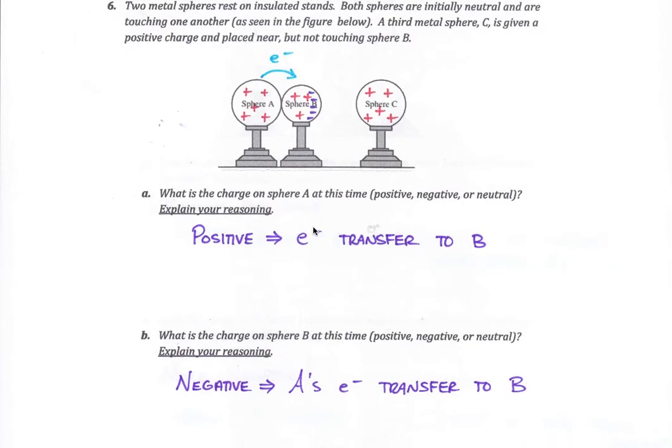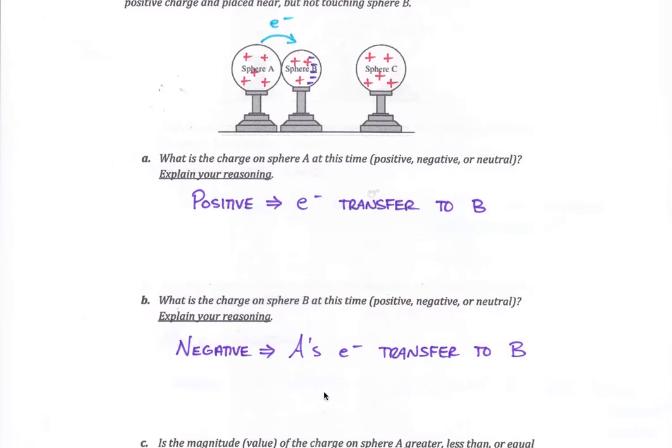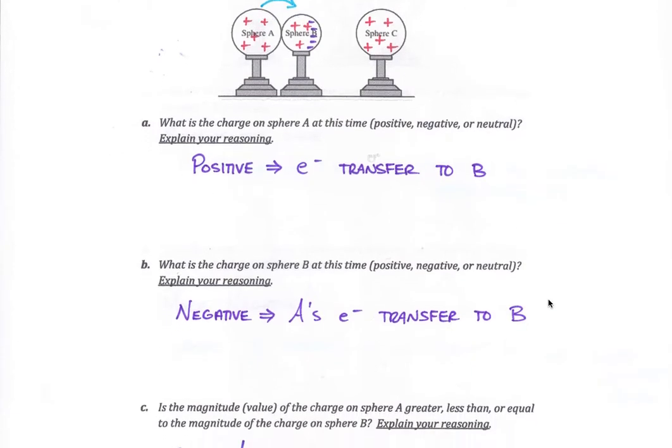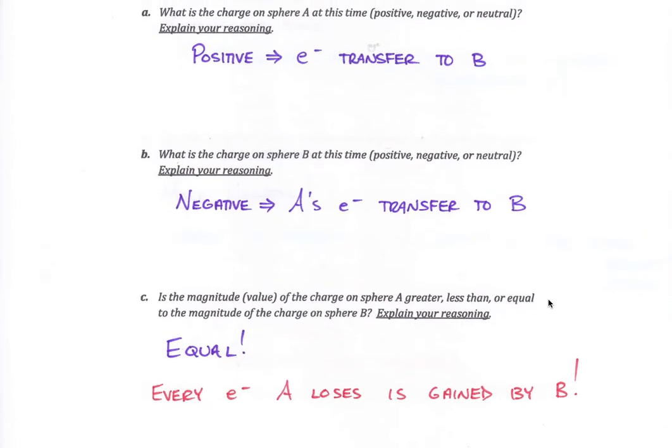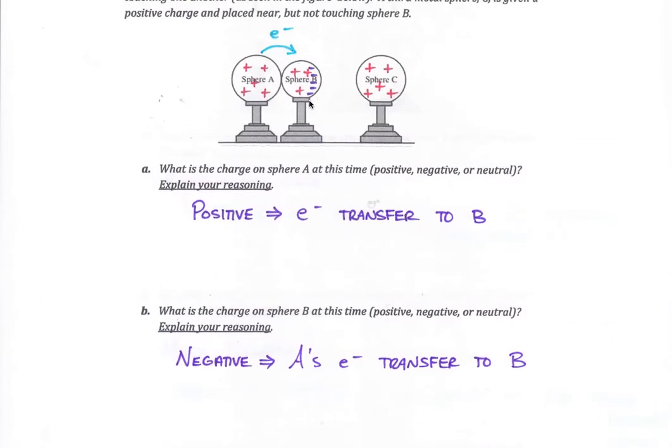What is the charge on sphere A at this time? Well, if electrons left A to get to B, that means it would now be positive. Therefore, B must be negative because the electrons left A and entered B to be close to C. And this last question here, is the magnitude, meaning the value of the charge on sphere A greater than, less than, or equal to? Well, it's important to realize that every single electron that left A entered B. So whatever number of electrons A lost, B had to gain because there's nowhere else for them to go. So if they were both neutral and A became positive 1 coulomb, B must have become negative 1 coulomb.